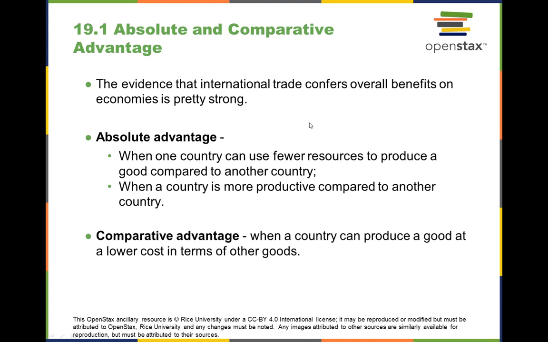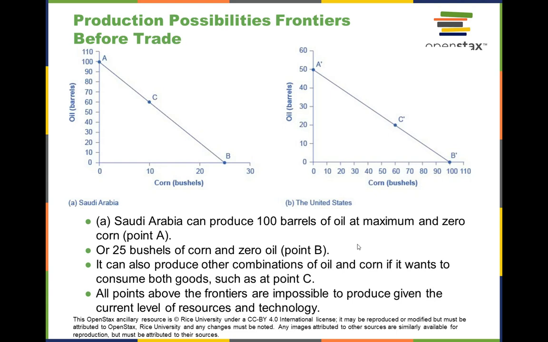The evidence that international trade confers overall benefits on economies is pretty strong. There's overwhelming mathematical evidence to show that free trade, trade without barriers, countries exchanging goods and services, allocating resources on an international basis, is beneficial for all. An absolute advantage is when one country can use fewer resources to produce a good compared to another country, when a country is more productive compared to another country. Comparative advantage, however, is when a country can produce a good at a lower cost in terms of other goods. And so when you compare them across the board, you'll see that a country has a comparative advantage.